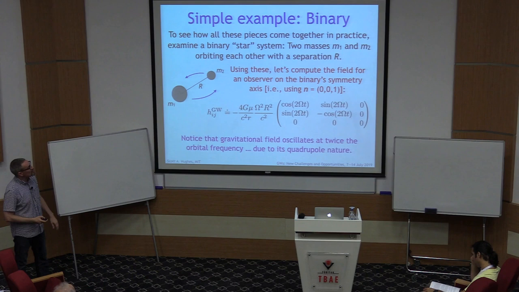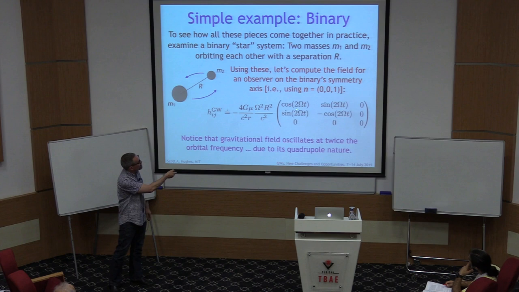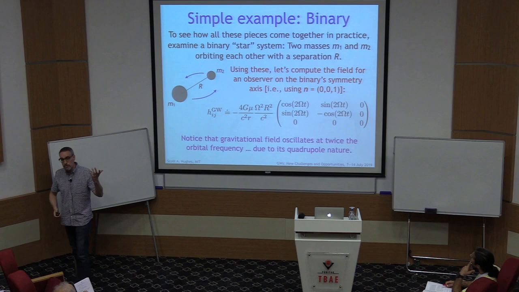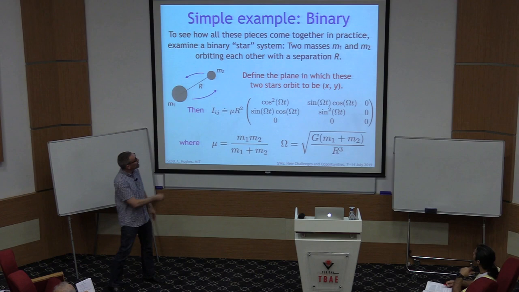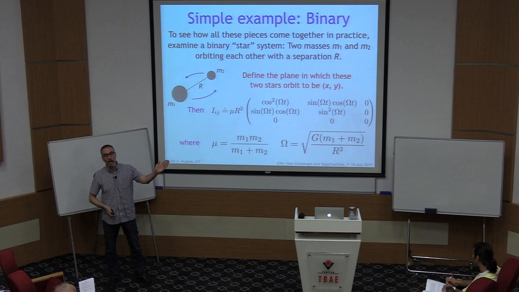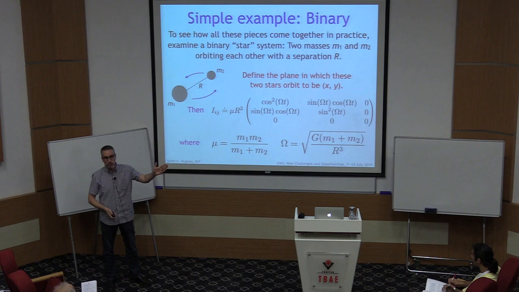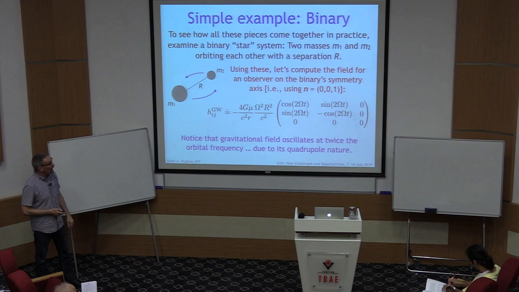The other thing which is nice is that when you go through and do these calculations, you can see that the gravitational field oscillates twice for every period of orbit of the source. That's due to the quadrupole nature of the radiation itself. That follows in a straightforward way from the fact that I can rewrite my cosine squared as cosine of 2 omega plus a constant. My sine times cosine is sine of 2 omega up to a factor of order unity. And so that's how I end up with this nice quadrupole result.